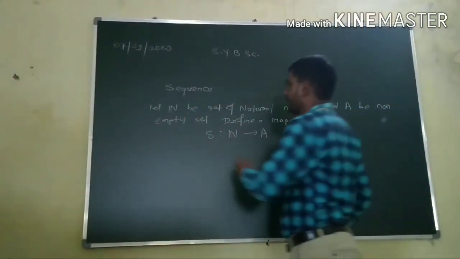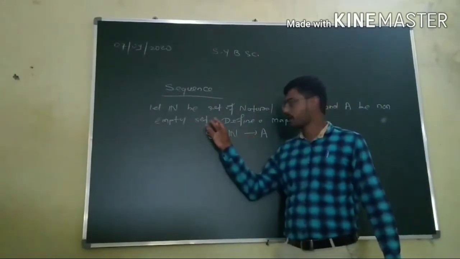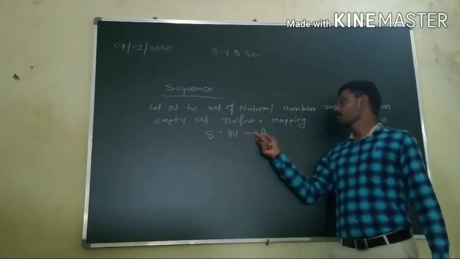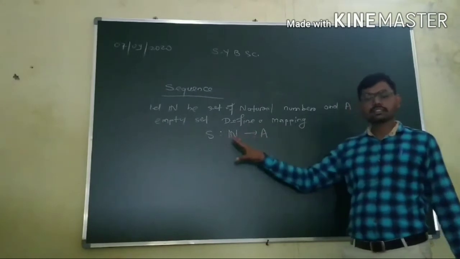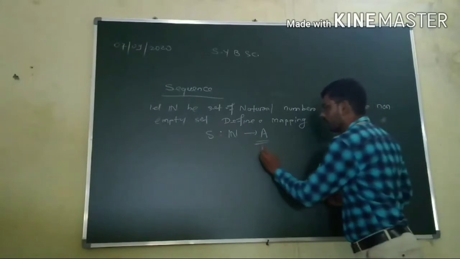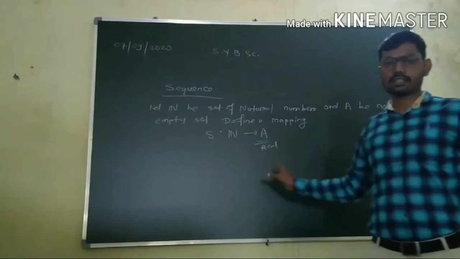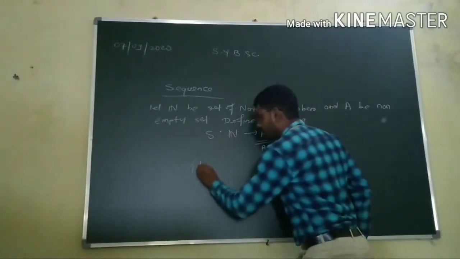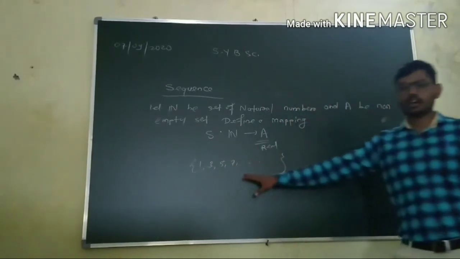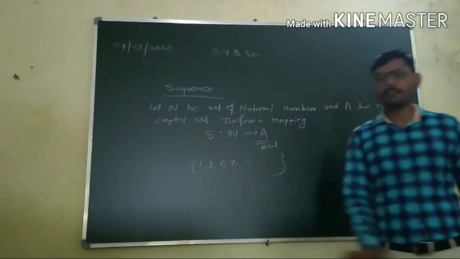Now, you will see the definition of sequence. So, what is a sequence? A sequence is nothing but a function from the set of natural numbers to some set A. Okay. This is the general definition of a sequence. If this set A is the set of real numbers, then we say that this is a sequence of real numbers. For example, 1, 3, 5, 7. This is the sequence of odd numbers, or a sequence of real numbers. These are the odd numbers. Okay, this is one example of a sequence.